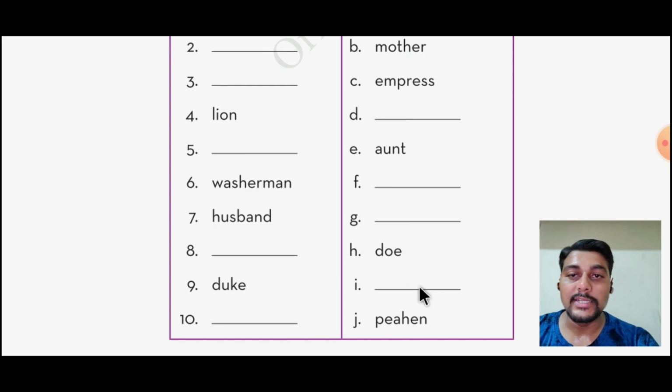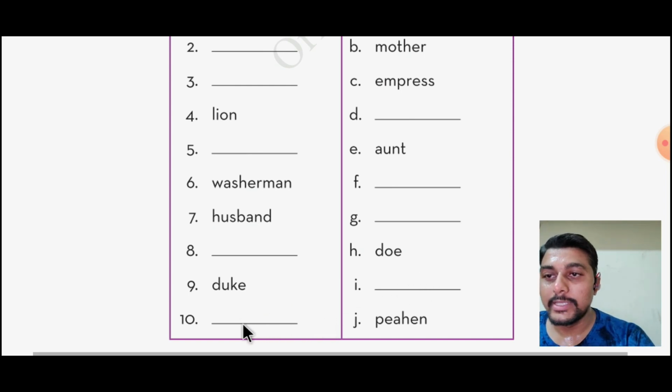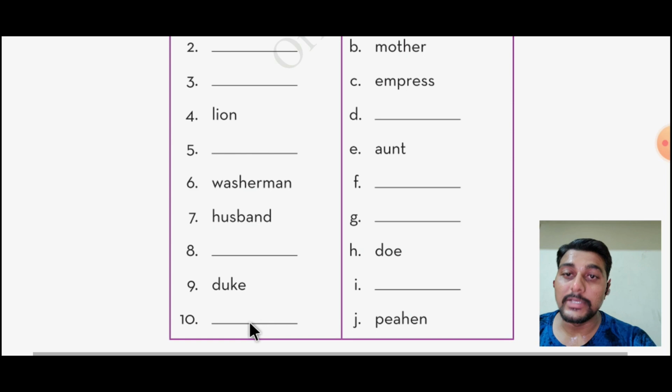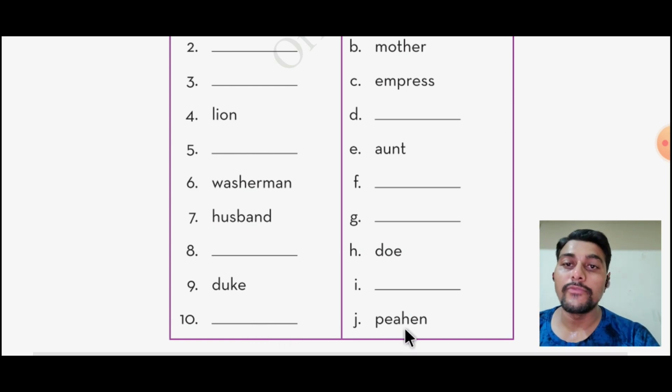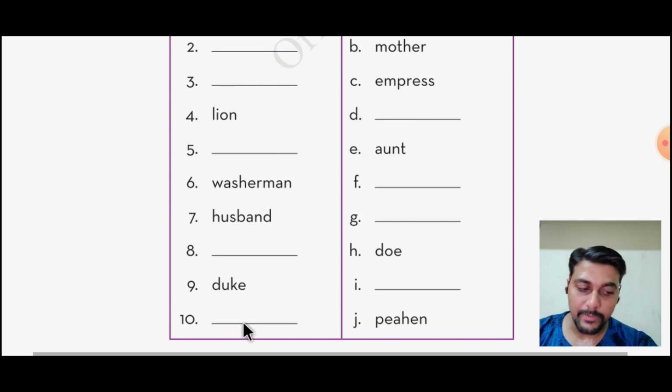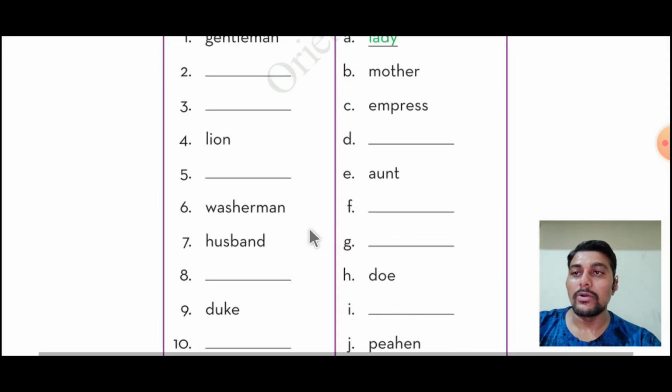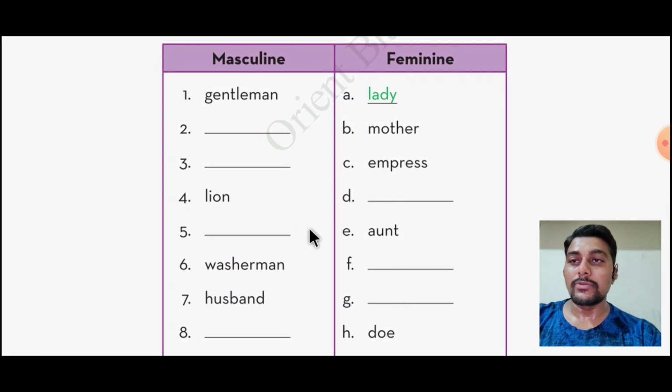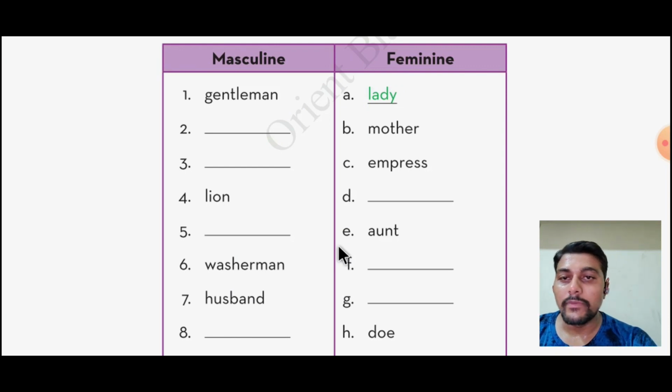Okay, duke becomes duchess. Then the 10th one: what should be the masculine noun of peahen? It is of the feminine noun category, so peahen will convert into peacock. Understood? Peahen will convert into peacock. So students, these are all 10 blanks, or we can say questions, in which we also have to differentiate between the masculine noun and feminine nouns.